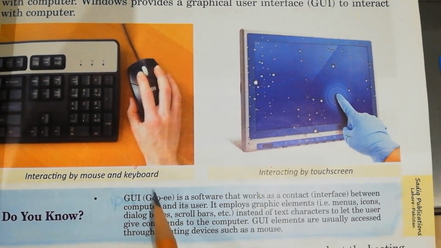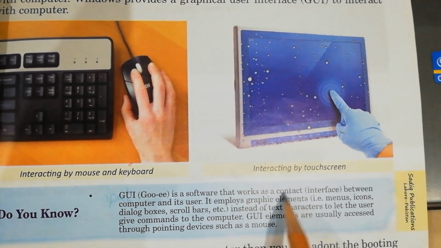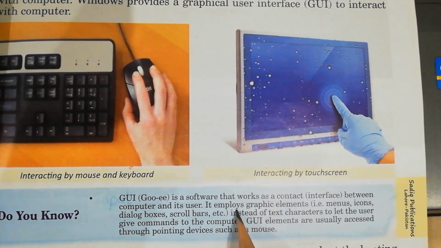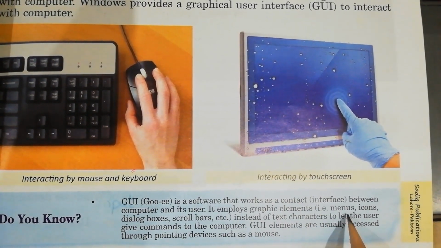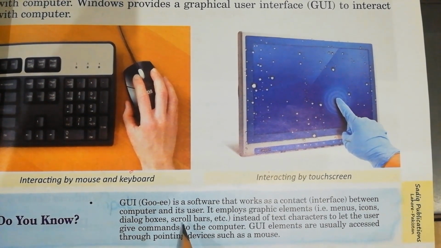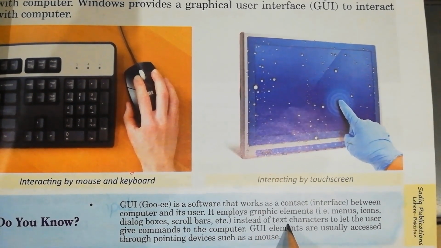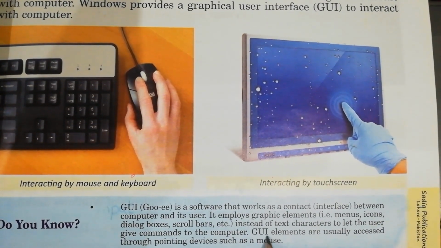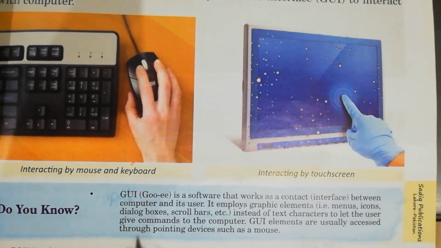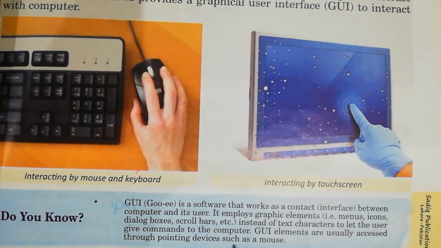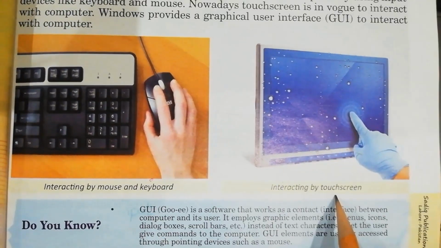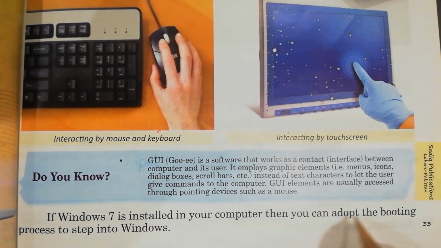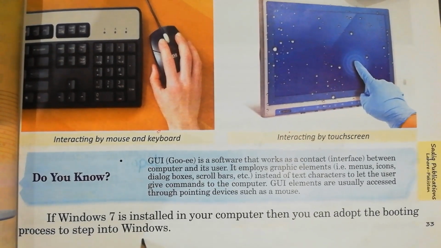And do you know, students, GUI is software that works as a contact interface between the computer and its user. It employs graphics elements, for example menus, icons, dialog boxes, scroll bars, etc., instead of text characters to let the user give commands to the computer. GUI elements are usually accessed through a pointing device such as a mouse. If Windows 7 is installed in your computer, then you can adopt the booting process to step into Windows.